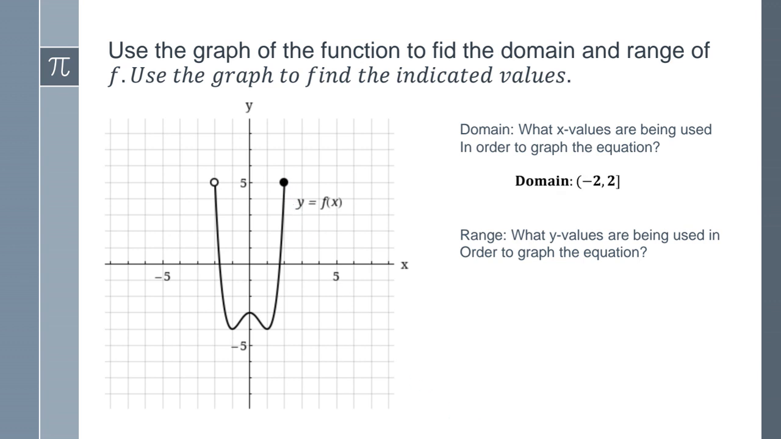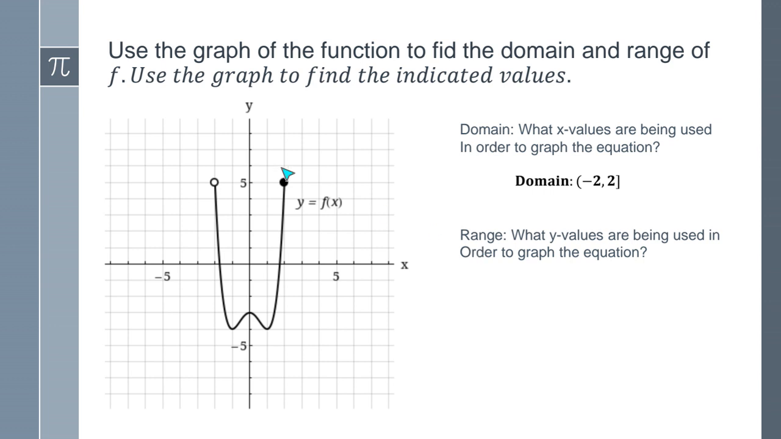Okay, so let's look at the domain a little bit closer. Since I have an open circle, if we write it in interval notation, we use a parenthesis to represent that open circle. Again, the value for x is -2. Then all of these values in here are being used. And then we get to the number 2, which has a closed circle, and we use a bracket to represent a closed circle. So when you see a parenthesis, that means that the number is not included. And if you see a bracket, that means that the number is included.